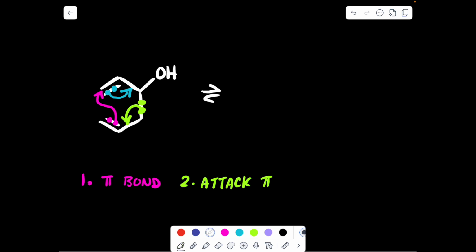Draw your product. Draw in everything that did not change. So these 2 bonds did not change. These 2 bonds did not change. Now you have a new sigma bond, yay, drawn in pink. A new pi bond drawn in green. And another bond drawn in blue. And we have our OH group right there. It did not move. But right now we have the enol.